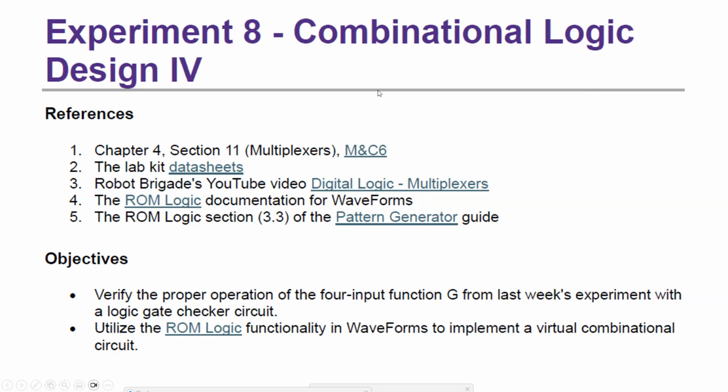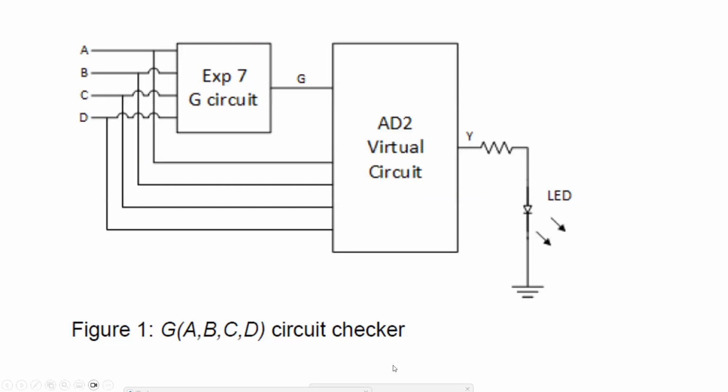So in this lab, we're going to design what we call a verifier circuit. Look at the idea. This is experiment number 7, the last circuit you made in lab number 7. Then I want to design a circuit here. We call it a checker or verifier. You want to verify, you want to check.